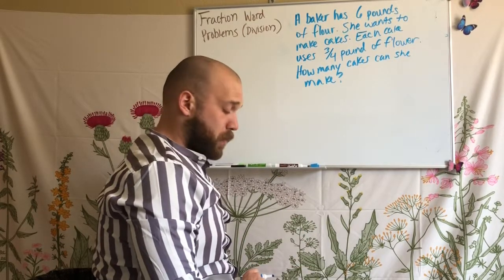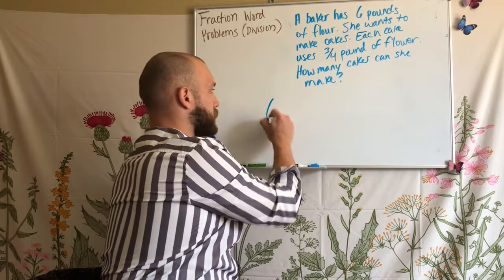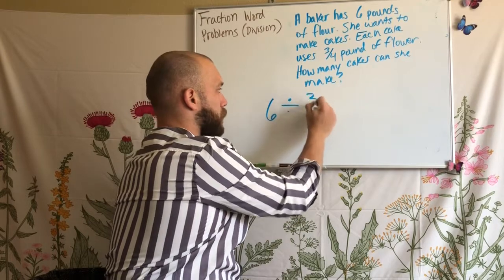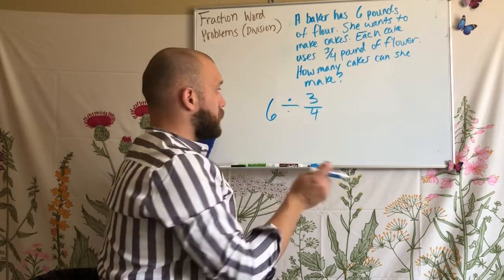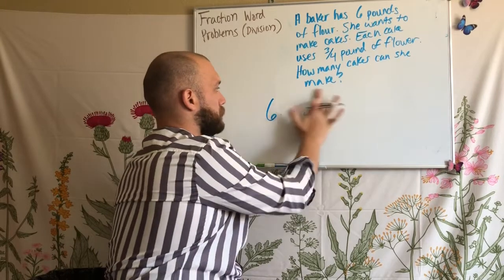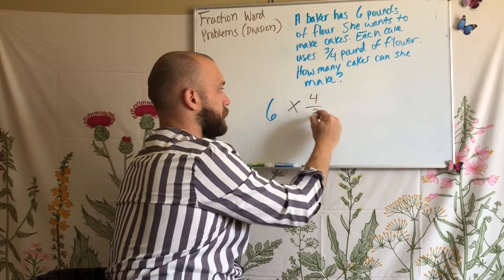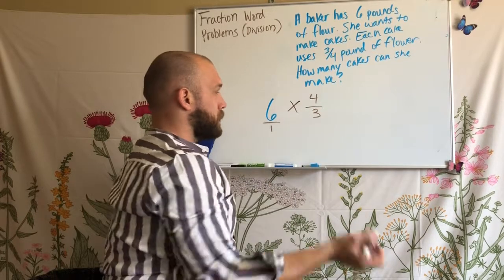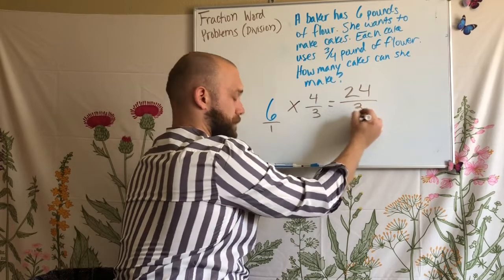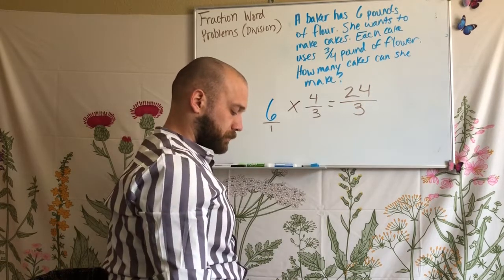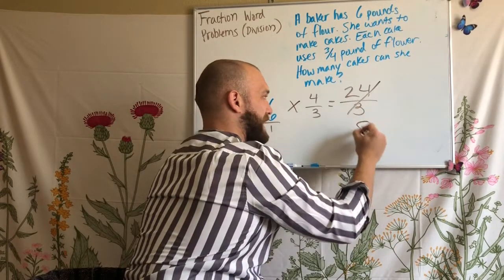All right, let's check our work. So you worked the problem 6 divided by 3/4. To work it, you got to do 6 times 4/3. Remember, this is over 1. So we have 24/3. And what's 24 divided by 3? 8 cakes.